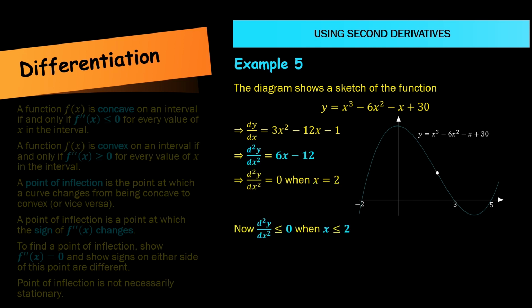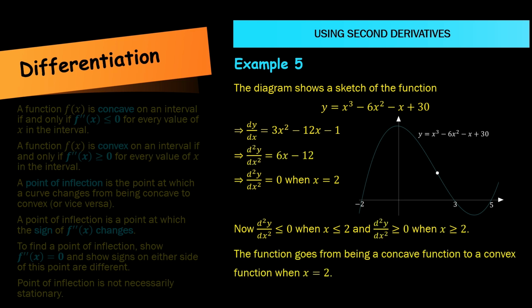And d2y dx squared is less than or equal to 0 when x is less than or equal to 2. We can also deduce that d2y dx squared is greater than or equal to 0 when x is greater than or equal to 2. So the function goes from being a concave function to a convex function when x equals 2.